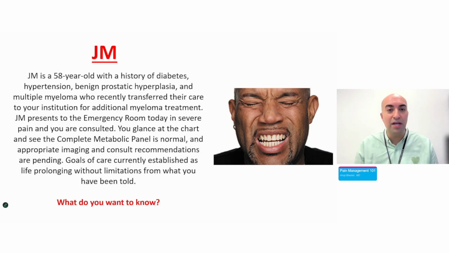So JM is a gentleman with a history of diabetes, hypertension, BPH, and multiple myeloma. He transferred his care to your institution for additional myeloma treatment, and now he's in the emergency room in severe pain. You glance at the chart, you see briefly that his CMP is normal. There's some imaging pending. There's some consultants that have been called, but you don't see any notes yet. So as far as you know, the goals are life prolonging without any limitations. And so what do you want to know?